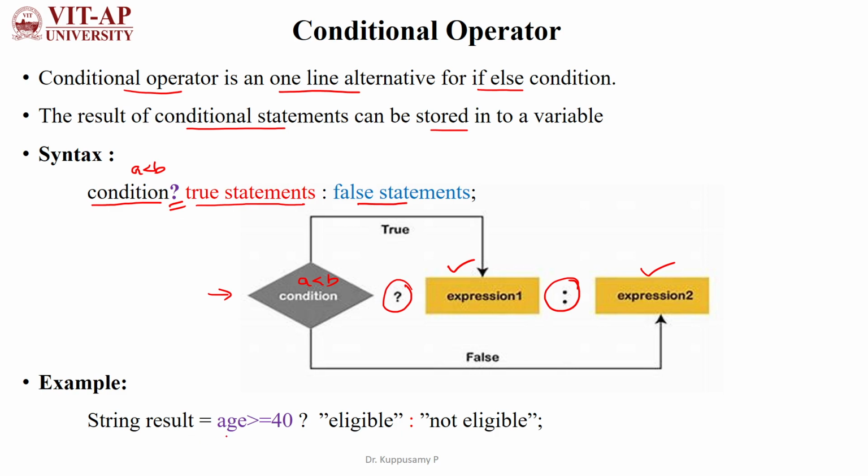So here, for example, age greater than or equal to 40. If age is 35, 35 greater than 40 is false. If it is false, not eligible will be displayed. That not eligible is stored in the variable result, as we have discussed in this statement.